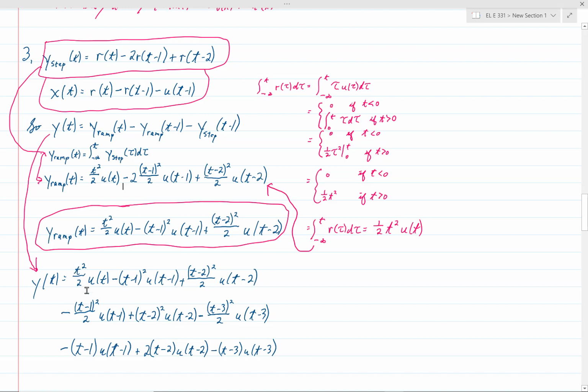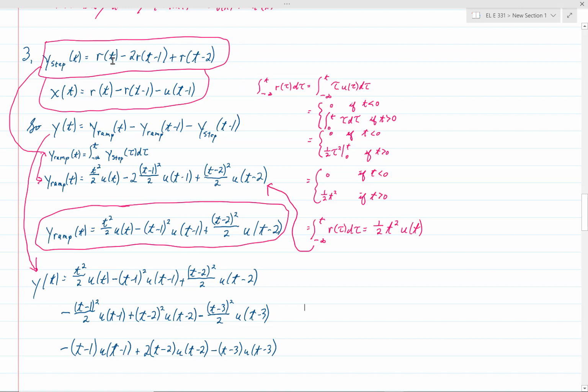So you see that the t becomes t minus 1 there. This t becomes t minus 1. t minus 1 now will become t minus 2. t minus 1 becomes t minus 2. t minus 2 becomes t minus 3. t minus 2 becomes t minus 3. So that's how that works. And then the final thing we have is minus y step of t minus 1. So that's going to be right here. This is minus y step of t minus 1. Now remember, this is y step up here. That's y step of t. So we want minus y step of t minus 1.